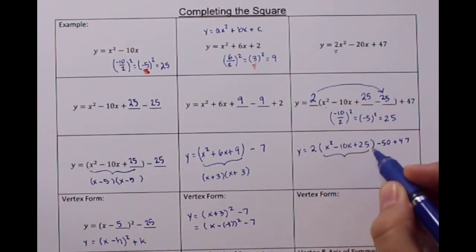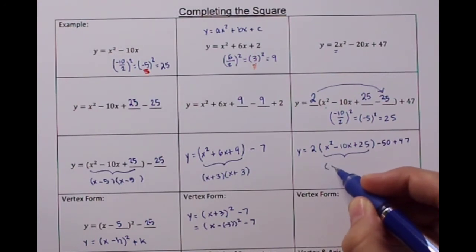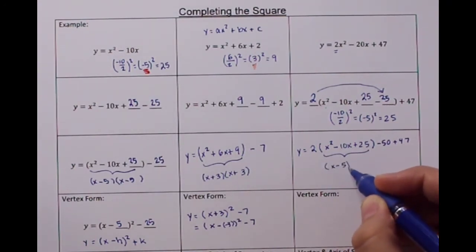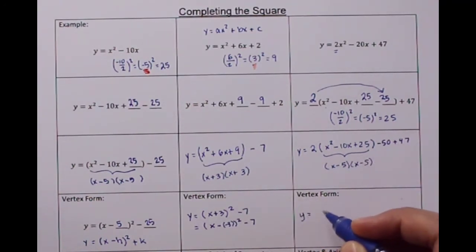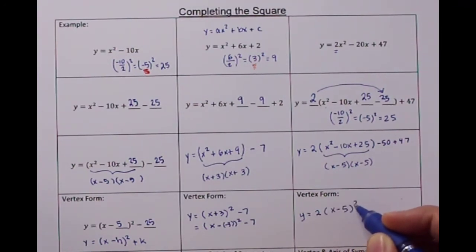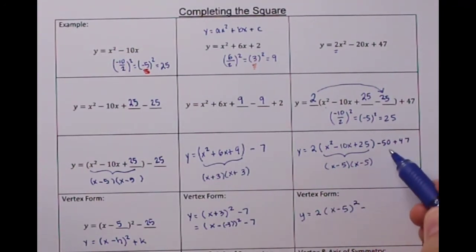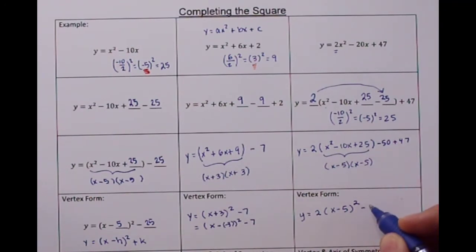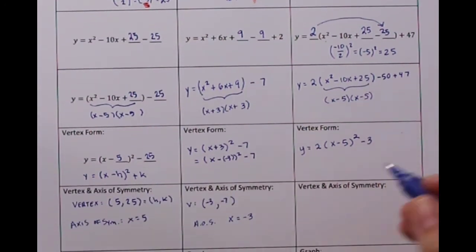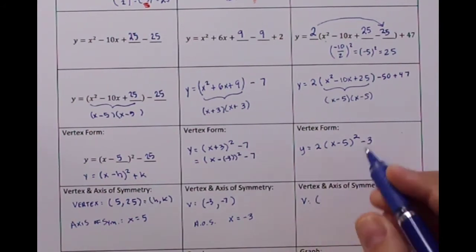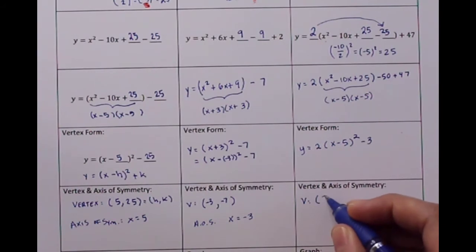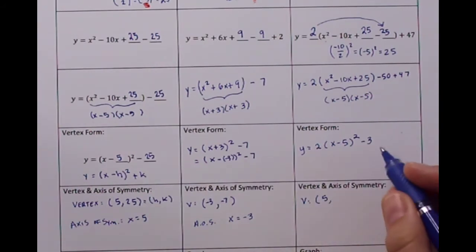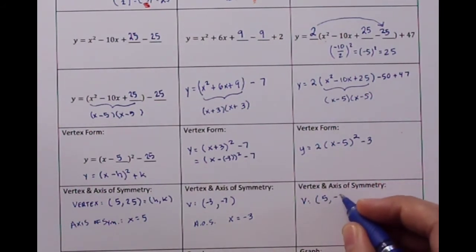Okay, and so now our perfect square trinomial factors really nice. We already saw this one earlier. This was x minus 5 times itself. So our vertex form is y equals 2 times the quantity x minus 5, squared, and then in the back, minus 50 plus 47 is minus 3. And so our vertex here, in the parentheses, x minus 5, the x-coordinate of our vertex is positive 5, and then the y value is minus 3.